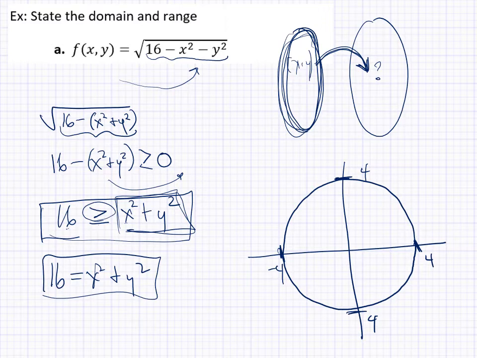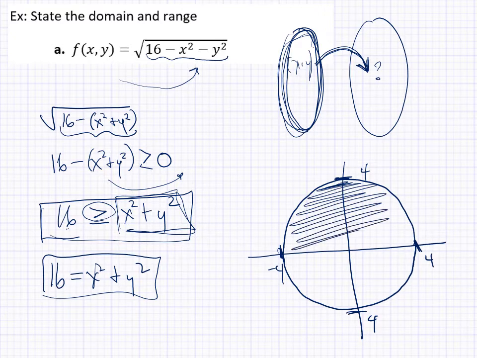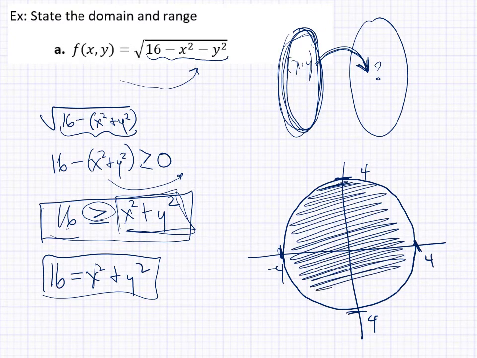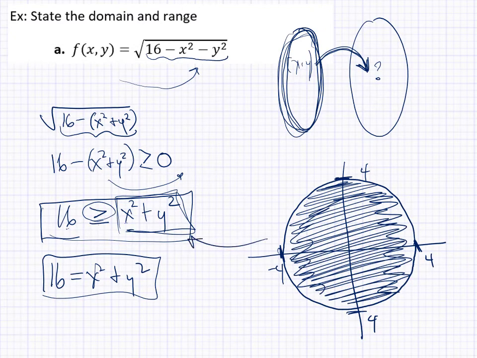Well, to throw that into this picture, all the points on the inside of the circle would be all the points that would be able to satisfy this inequality. And so if I was to draw my domain, it would be all the points that sit inside this circle. That's my domain.